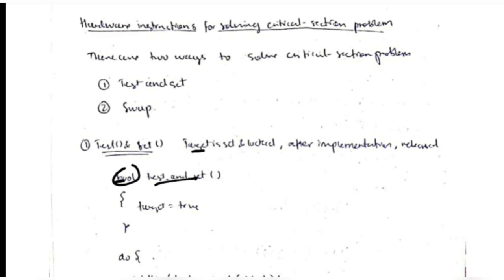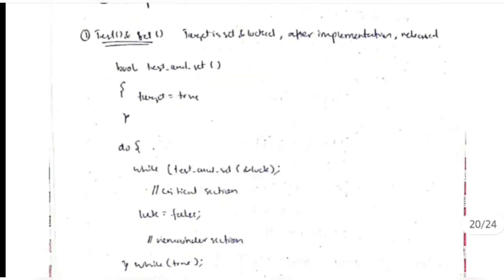Whenever a target is there, meaning which process wants to execute its value, at that time it is tested. If it's the true value, it is locked. After execution it is released. So this is the code here. First it will be locked here, target is equal to true, and then after the critical section lock will become false, so that the next process can be used for execution.